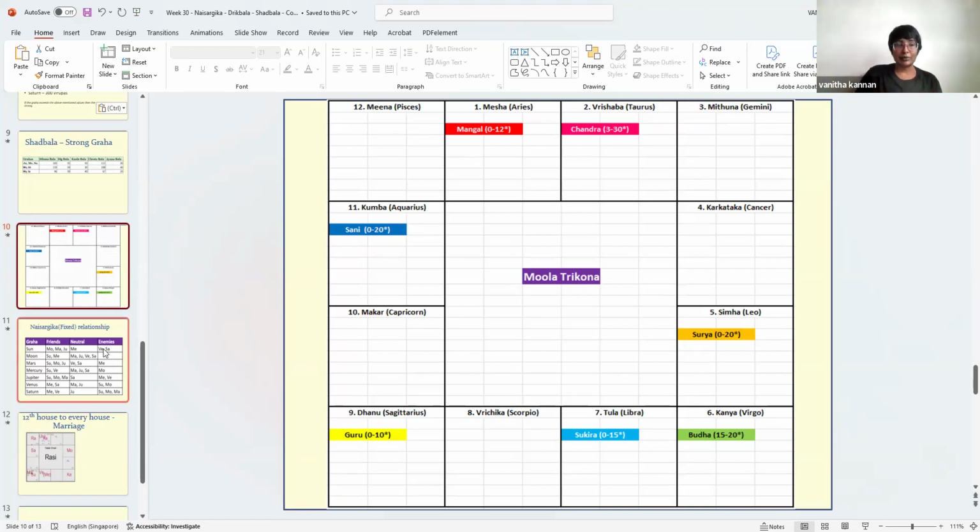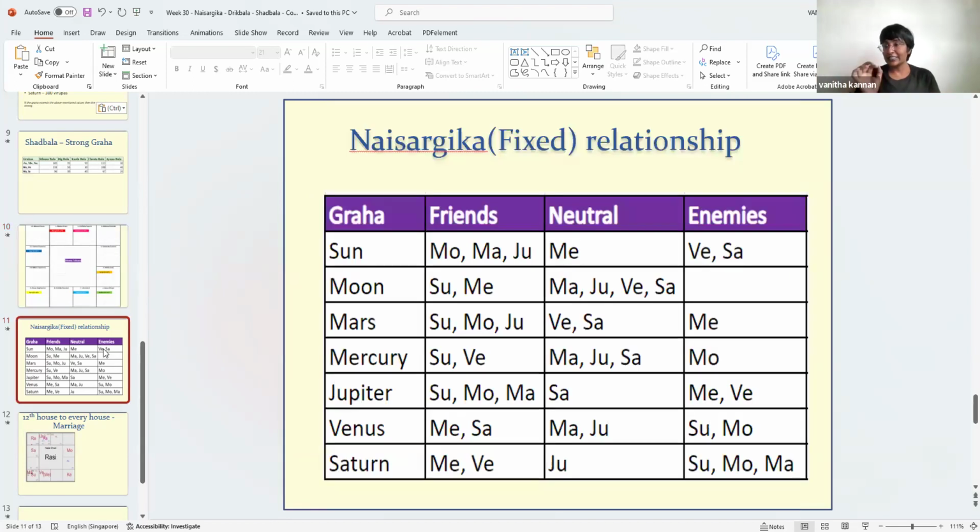Now, let's see the Naisargika relationship. Which graha is a friend, which graha is neutral, which graha is the enemy. Let's go one by one. Let's see the sun. If possible, remember this all the time. Let's go with the first graha, that is sun. Friends are the moon, Mars, and the Jupiter. Let's go with the story here.